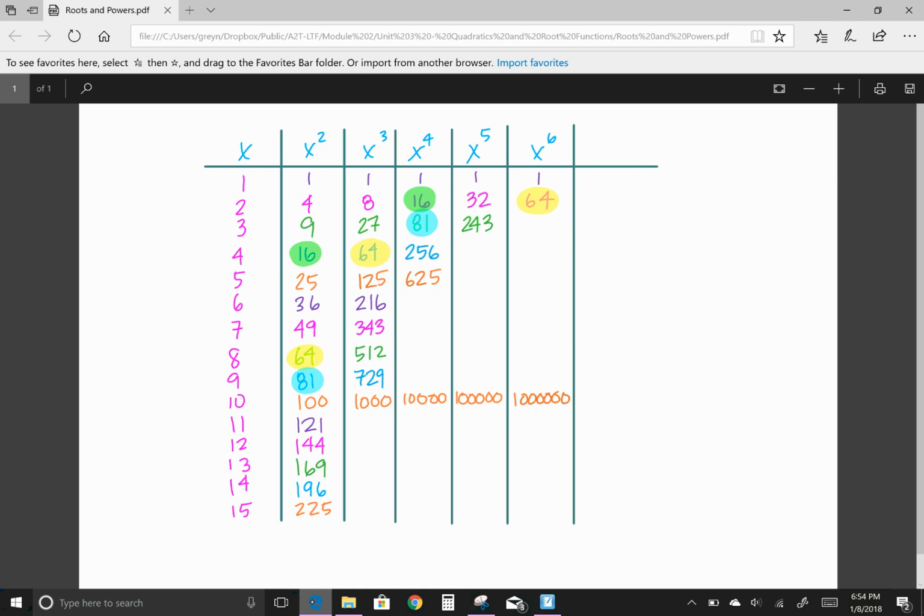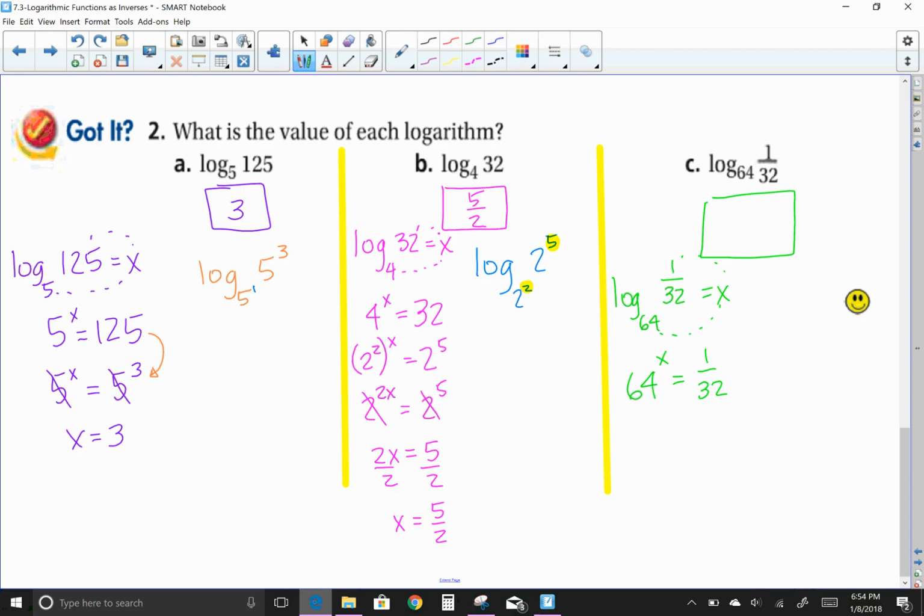So 64 is 2 to the 6th, and 32 is 2 to the 5th. But I hope you realize that doesn't say 32. It's 1 over 32, which is why it's negative 5. And so 2 to the 6x equals 2 to the negative 5th. I'll write that: 2 to the 6x equals 2 to the negative 5.